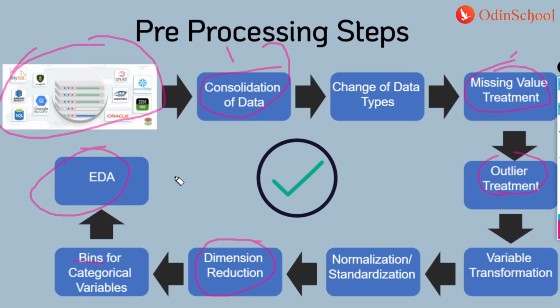Our focus should be on those variables which have a high relationship with each other. Suppose I want to find the dependent variable, I should take only those independent variables which are highly correlated with the dependent variable.